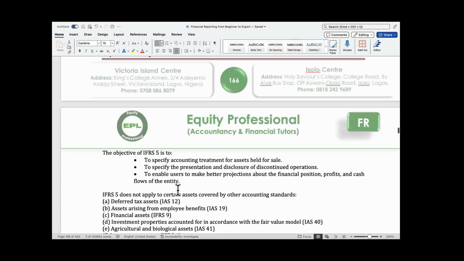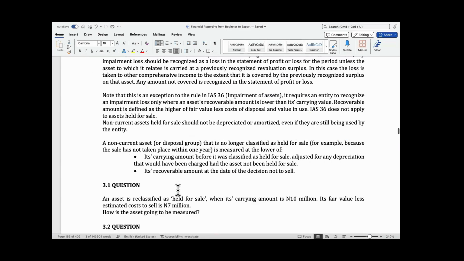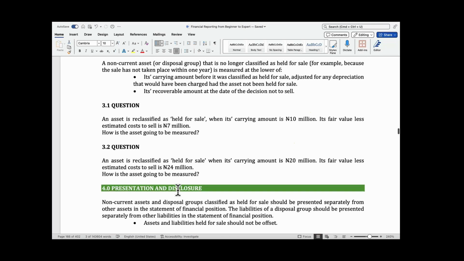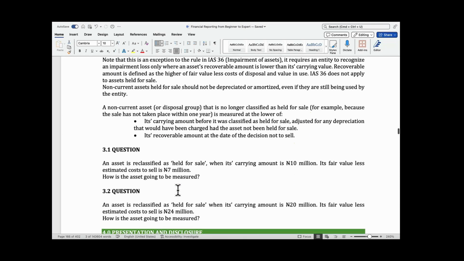Let's look at this. It's actually very straightforward. There is nothing technical around this. You'll find that they don't ask a single question on measurements alone. They will mix it with some other things, and after today's class I'll be throwing you those things, mixed with other things you have learned before. Look at this now. They said an asset is reclassified as held for sale when its carrying amount was 10 million.